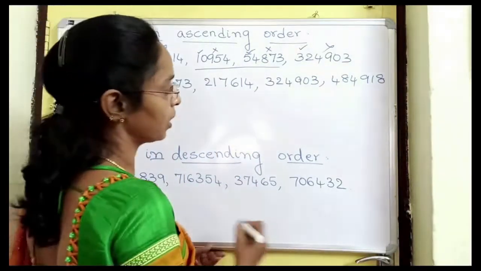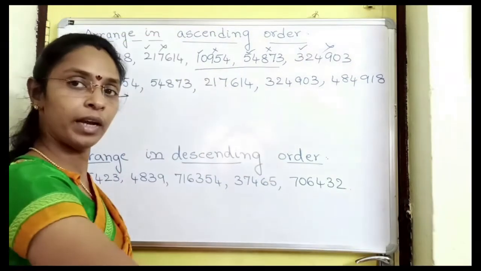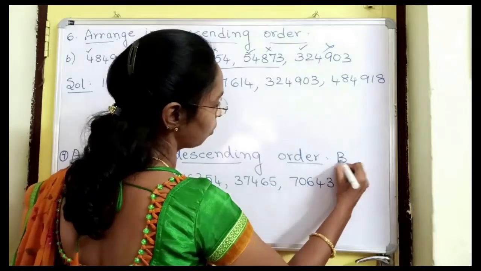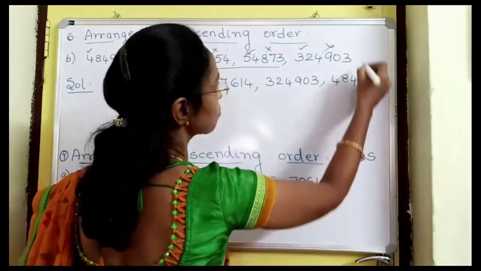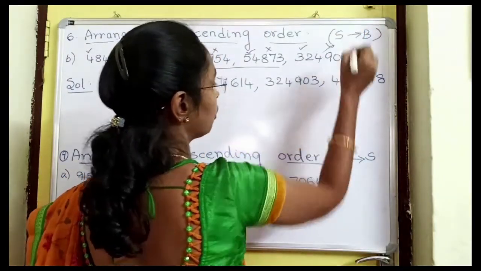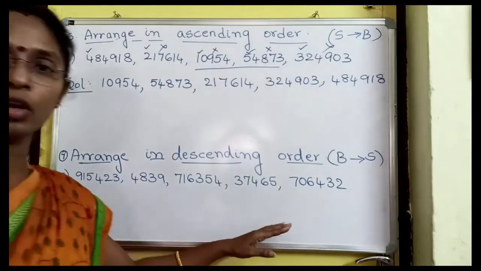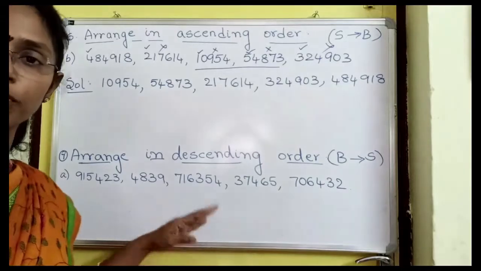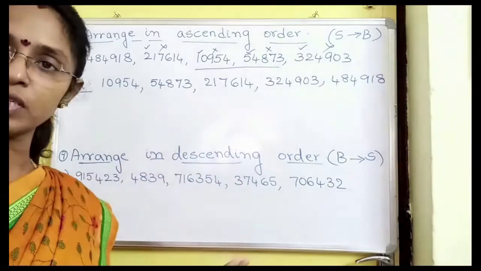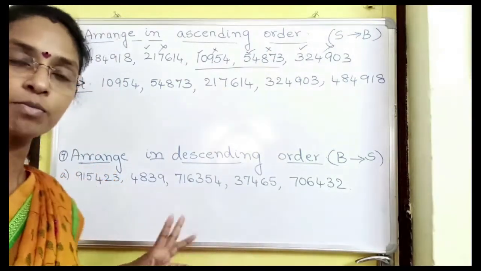Here it is descending order, children. The next question: arrange in descending order. Descending means coming down, that is from big to small, and ascending is from small to big. Now here also, the same way, when you are comparing the numbers, first count the number of digits. The number having more digits will be the bigger number, and the number having fewer digits will be the smaller number.